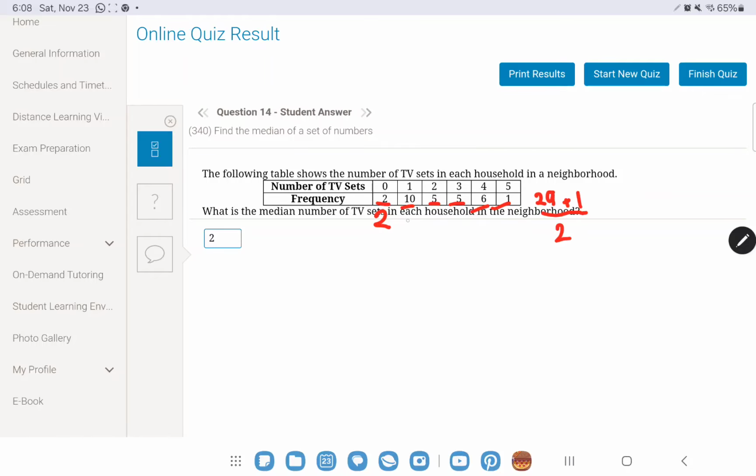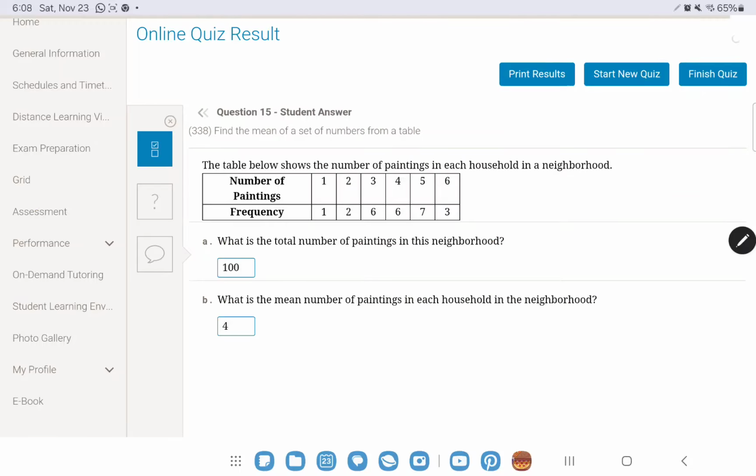So again, write the cumulative frequencies. Here we can stop. Since 15 is between 12 and 17, you take the number above 17. So it's 2. And that's your answer. Now let's move on. It's the last question.